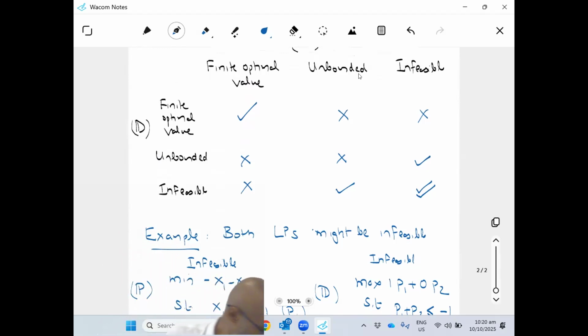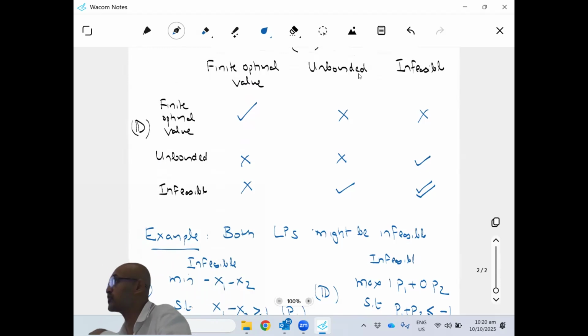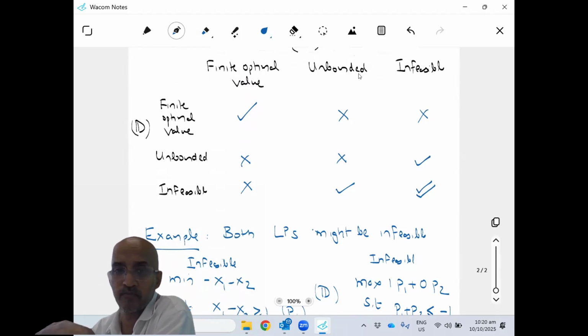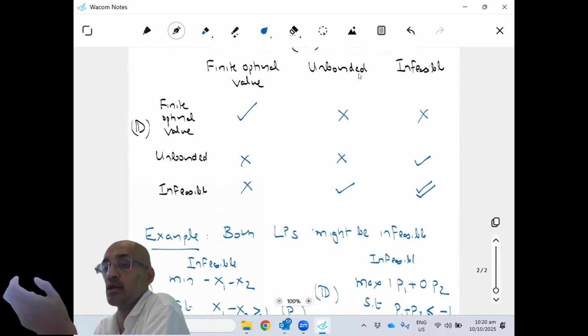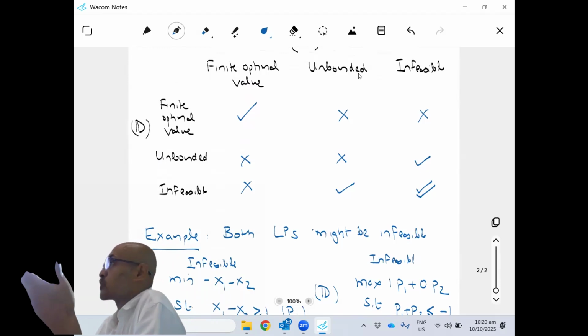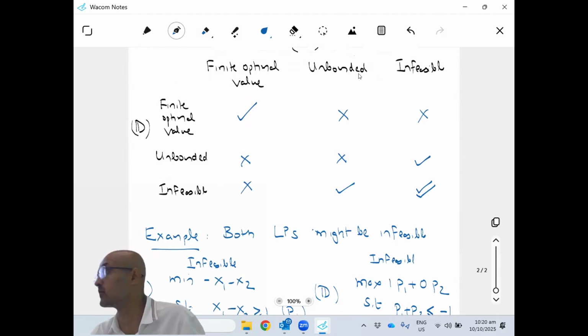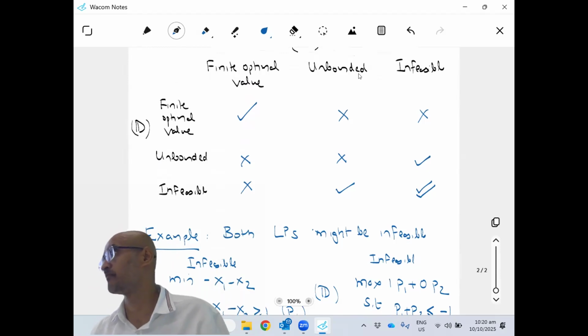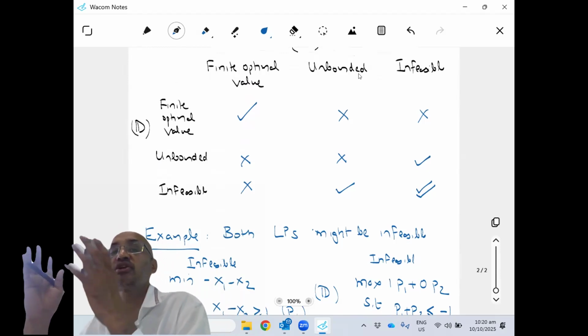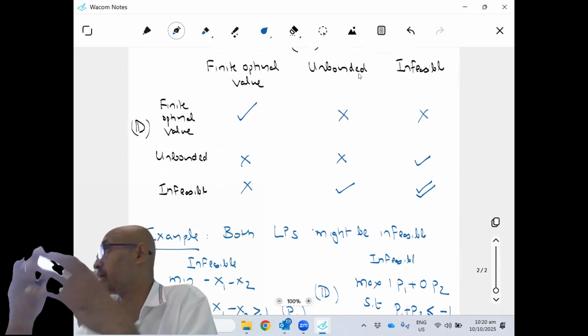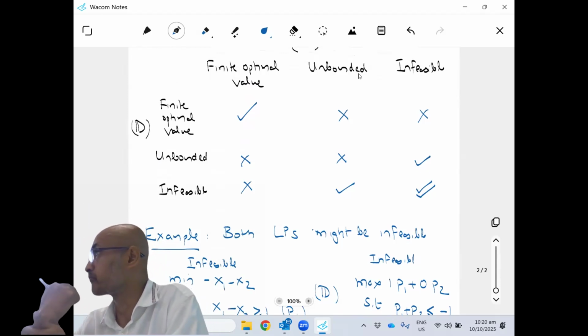Any questions with this? This comes from strong duality. This comes from weak duality. The implication of weak duality, and for this we just have to create a counterexample where this can occur. This is important because it tells you what possibilities exist between the primal and dual for LP. So this table is very important also.